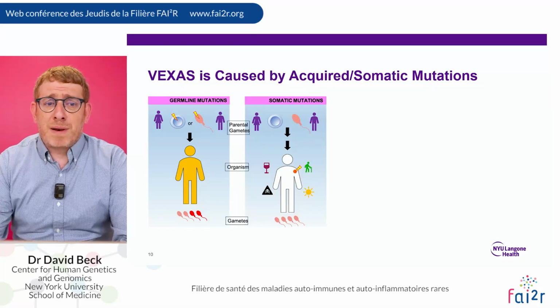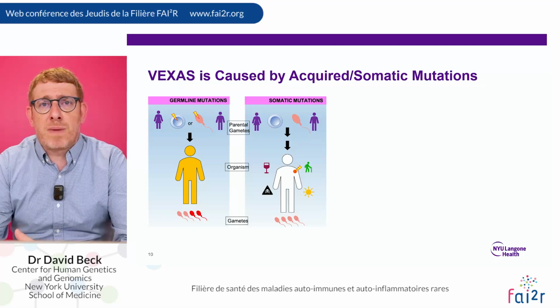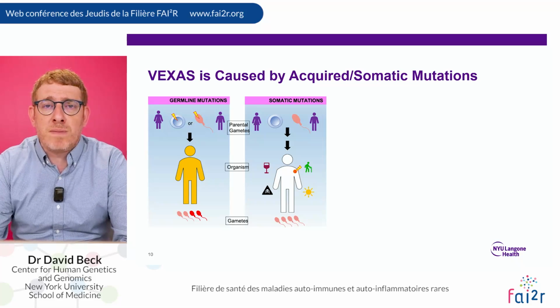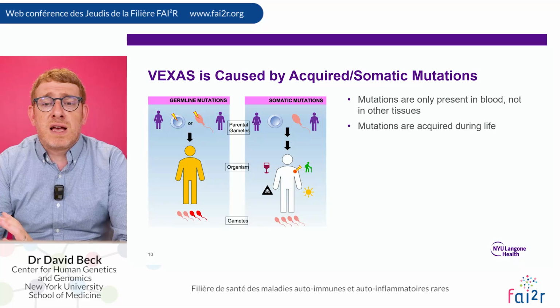So what is happening in Vexas? Vexas is caused by acquired or somatic mutations. Just shown here in the slide, on the left are germline mutations present in every cell in the body. Those are the ones that are inherited or passed down. On the right are somatic mutations. Those are the acquired mutations that just occur within one cell type. And that's what UBA1 is in Vexas. It's a mutation that's only present in the blood, not in other tissues, acquired during life, and not inherited, so not passed down to the next generation.